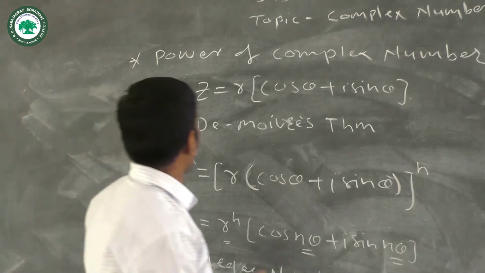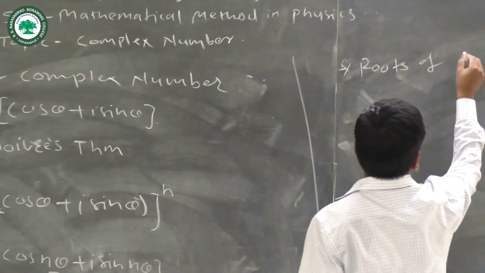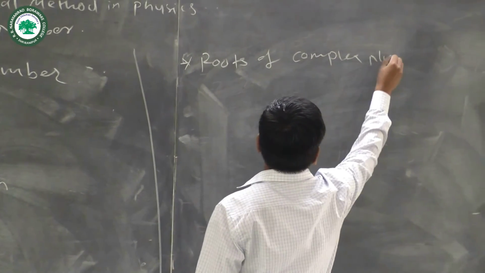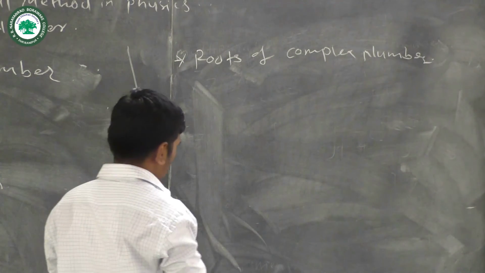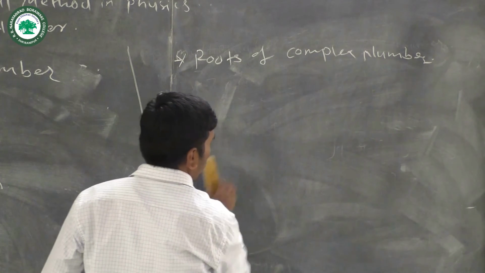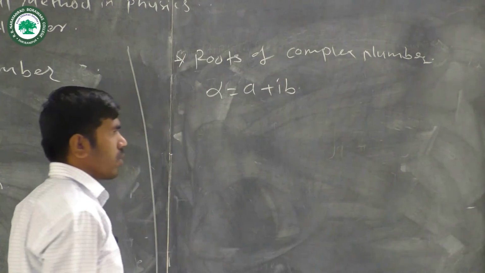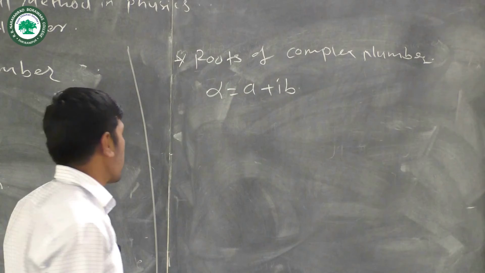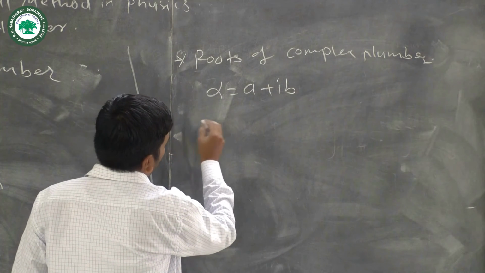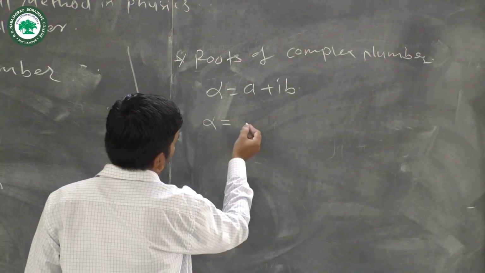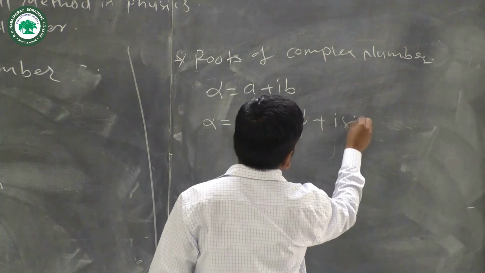Okay. Now next one is the roots of the complex number. For the roots of the complex number, here I am considering one complex number, that is alpha, and this alpha is equal to a plus ib in the Cartesian form. If you want to find the root of this complex number, we can rewrite it in polar form, that is alpha is equal to r into cos phi plus i sin phi.